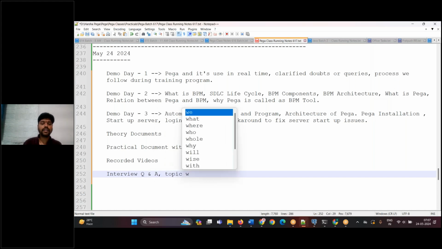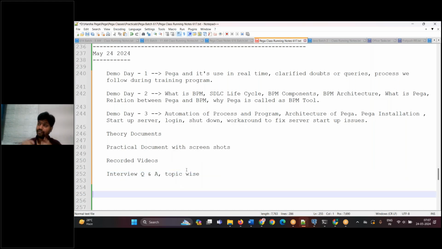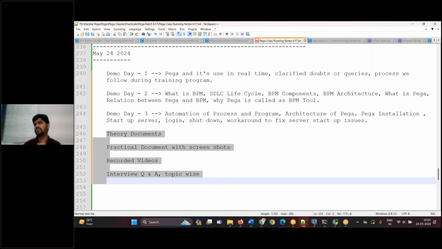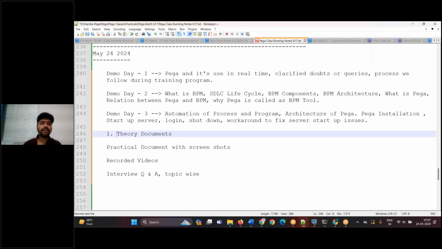If you look at the document, you will understand. The topic wise documents are there. So you need to go through these things every day. It is your responsibility. You have to touch all these four. See, why I am trying to mention this.